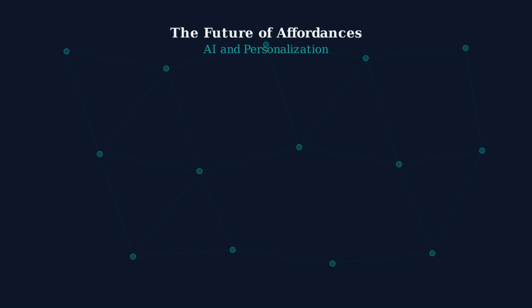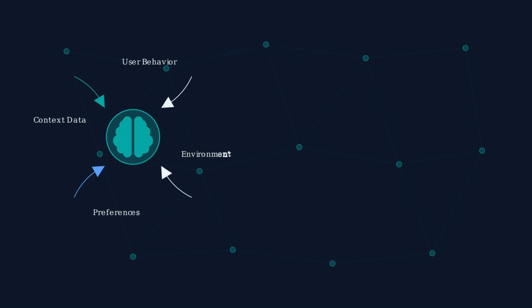We're entering an era where interfaces don't just respond to users, they learn, adapt, and anticipate user needs in real time. Artificial intelligence is transforming how affordances work by continuously learning from user behavior, context data, personal preferences, and environmental factors. This creates a feedback loop where interfaces become smarter with every interaction.